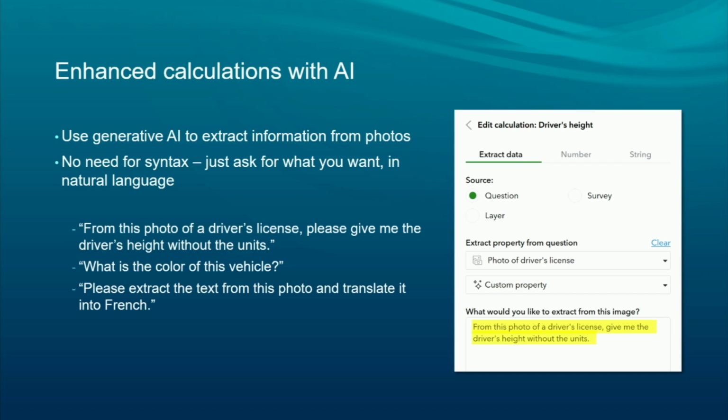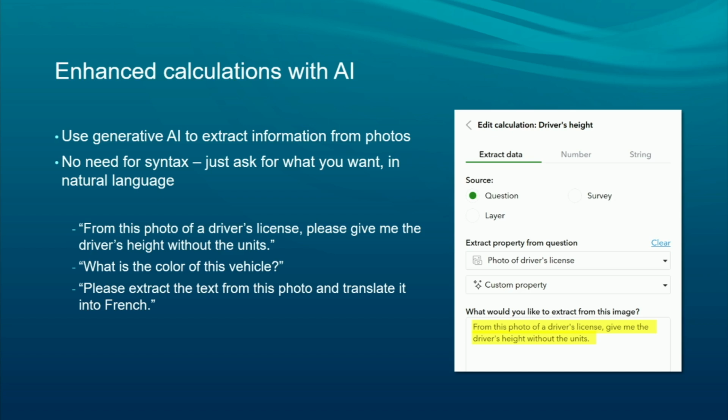Separate to what you can do in the field app, we're now switching gears to what's possible in the web. So this is pure research and development at the moment. It's still very, very early days, but we're hoping at some point we may be able to bring this into the web designer. We're calling it enhanced calculations with AI, effectively using generative AI to extract information from a photo that you take in the survey.